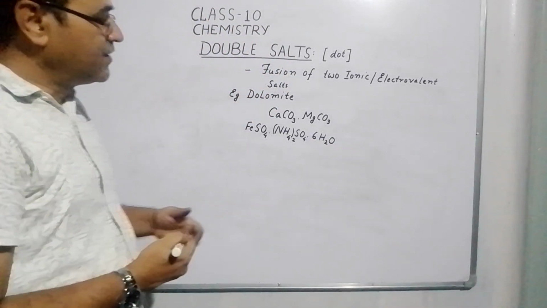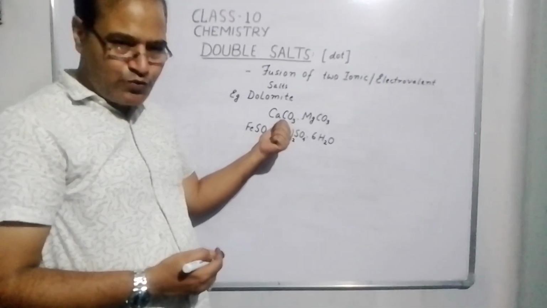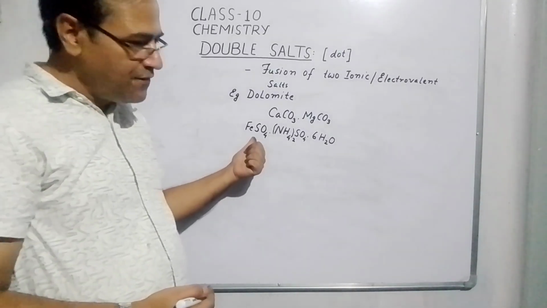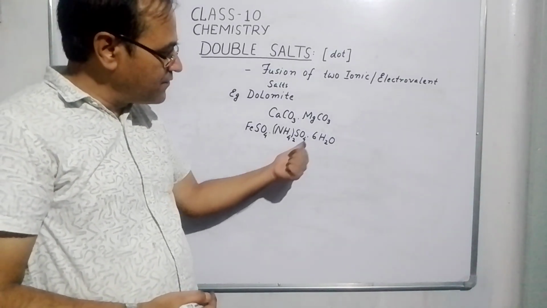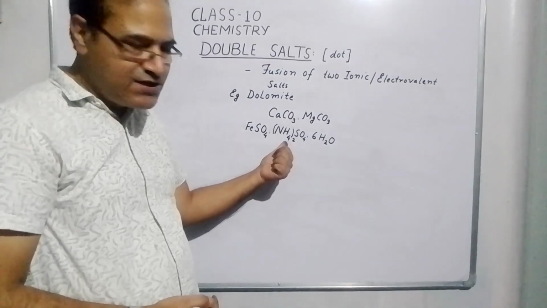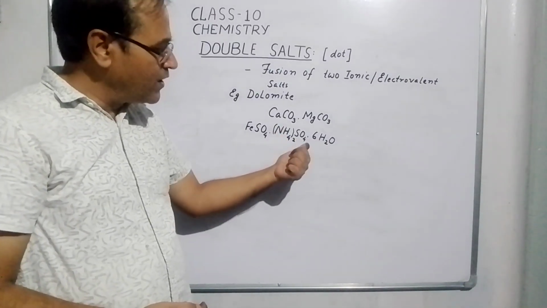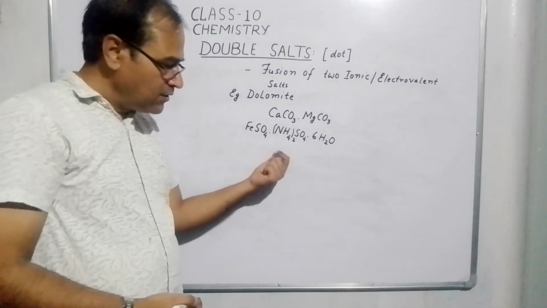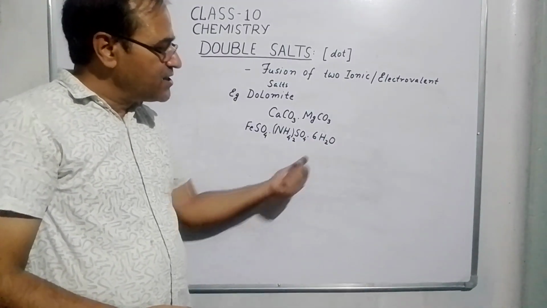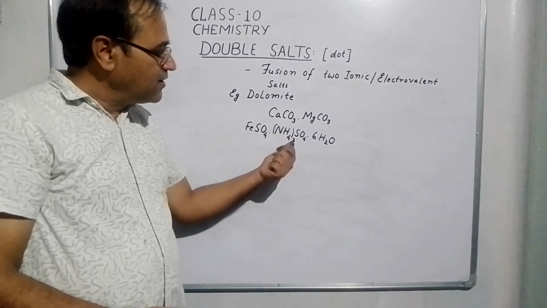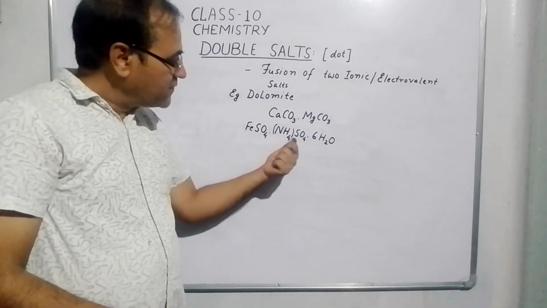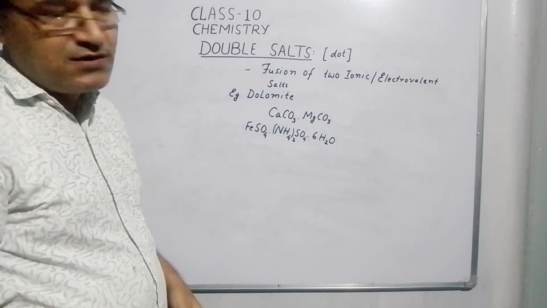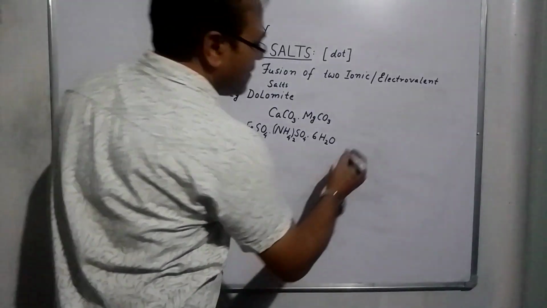See, here dolomite is nothing but the fusion of two ionic salts, calcium carbonate dot magnesium carbonate. Finish. Let's come to ferrous sulfate. Ferrous sulfate dot ammonium sulfate. Why did I write ammonium 2? Because the sulfate has a valency of 2 and ammonium has a valency of 1. Dot H2O means during the crystallization period, 6 molecules of water attach to the ammonium sulfate and ferrous sulfate. Okay. So how do you prove that?